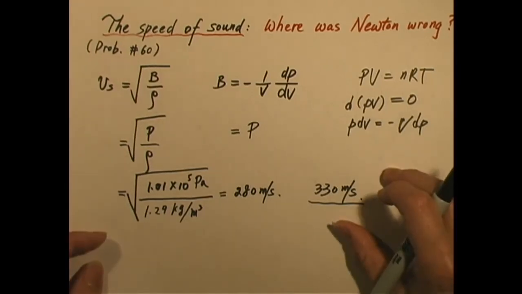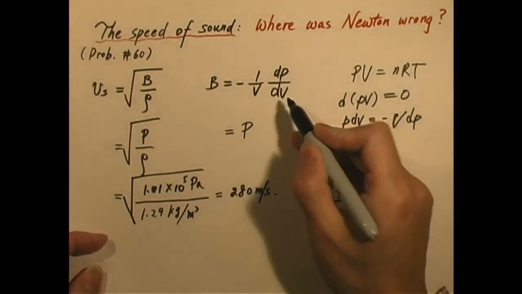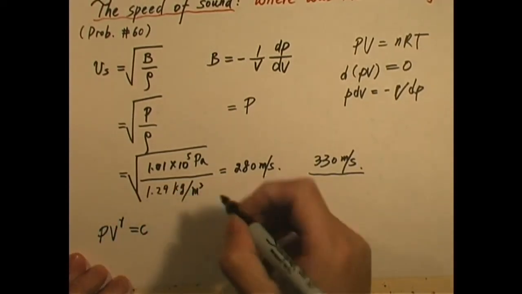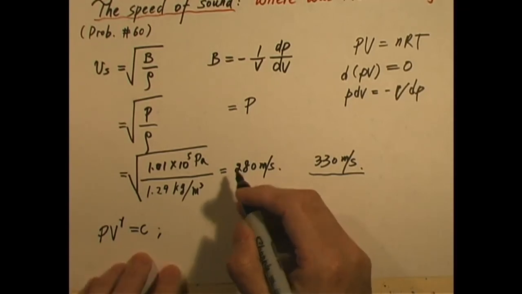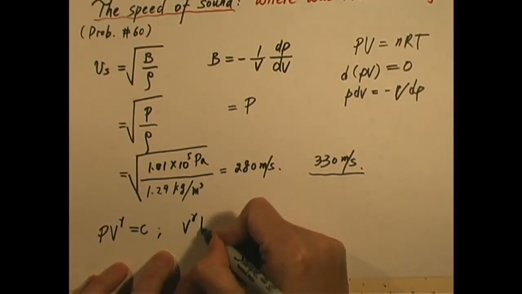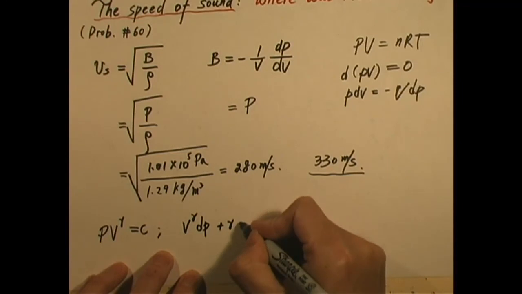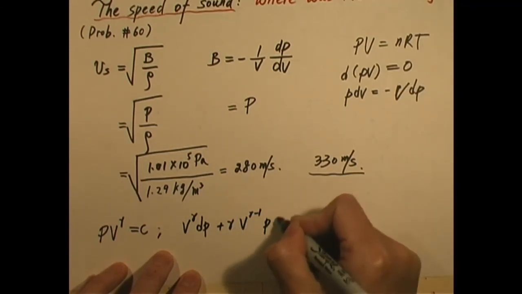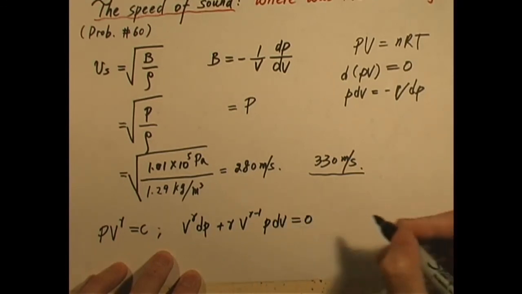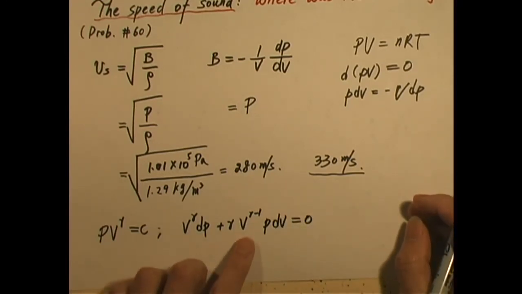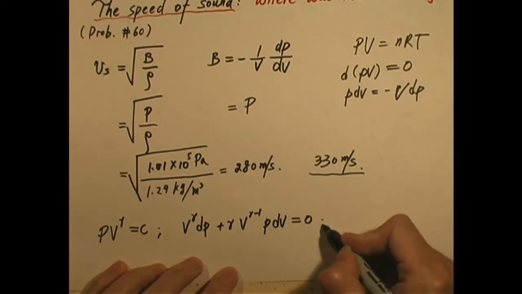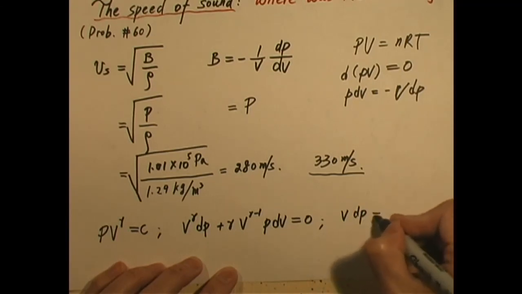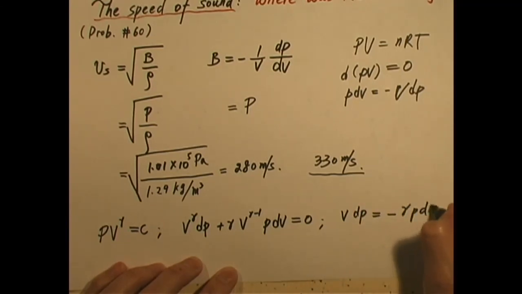It is no longer an isothermal process, but rather, as a better approximation, an adiabatic process. So if it's an adiabatic process, then what is the value of B? Well, let's recalculate it, shall we? We have P V to the power gamma equals a constant this time. Then we take a differentiation. We have V to the power gamma dP plus gamma V to the power gamma minus 1 P dV, and that equals a constant. If we divide everything by V to the power gamma minus 1, then we have V dP equals negative gamma P dV.